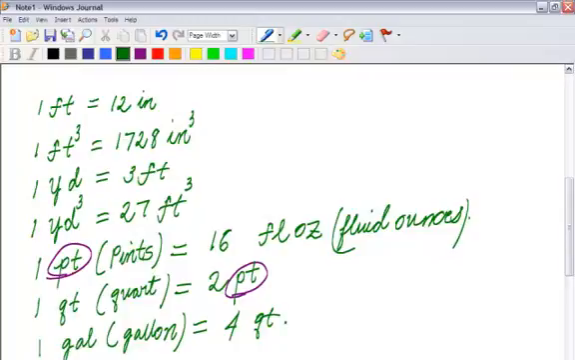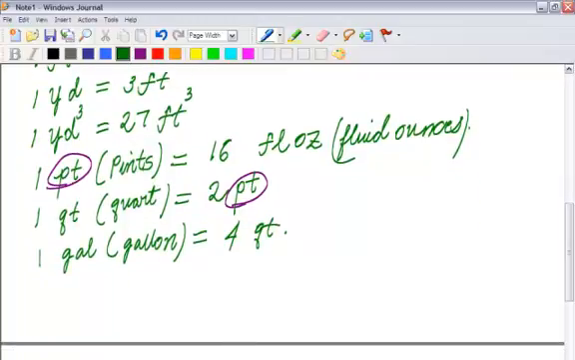1 gallon is 4 quarts, okay? We are going to talk about liters and meters, all that in a bit, so I don't want to go ahead of myself. But 1 gallon is 4 quarts. And note that each quart is 2 pints, right? So if I ask you, how many ounces do I have in 1 gallon?